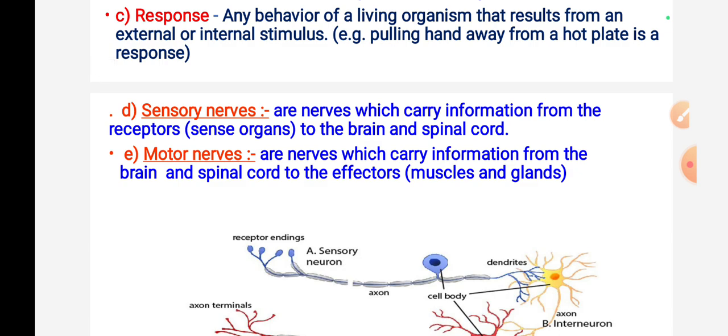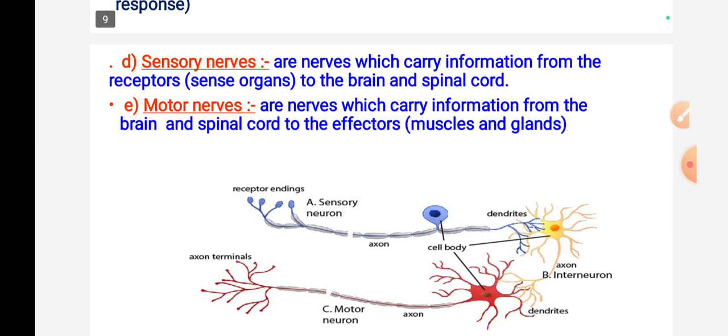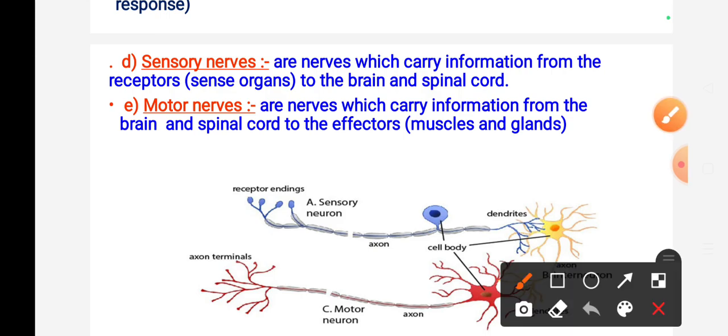Sensory nerves are nerves which carry information from the receptors, the sense organs, to the brain and spinal cord. Sensory nerves are connected to where? They are connected to sense organs. Then motor nerves carry information from the brain and spinal cord to the effectors. Effectors we already know. What are effectors?